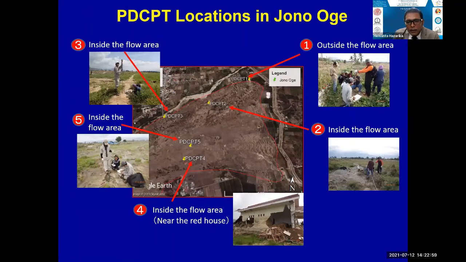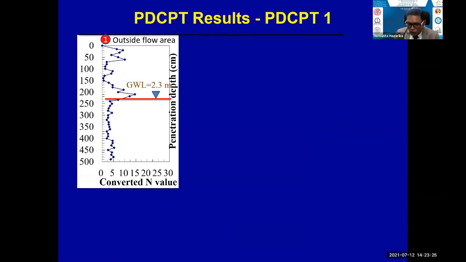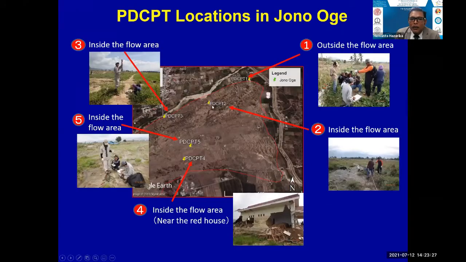So we decided to conduct several dynamic cone penetration tests both in the failed area as well as outside the flow area. So these four are inside the flow area. This one is outside the flow area. First, PDCPT1 is the outside one, then 2, 3, 4, 5. Okay, 4 is near that red house.